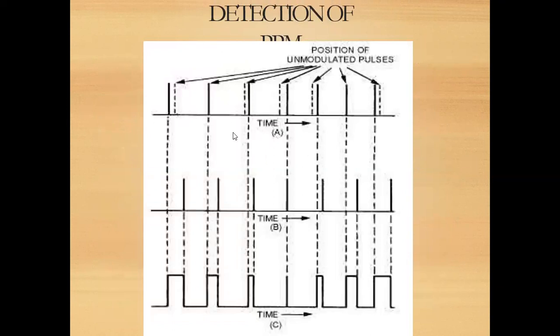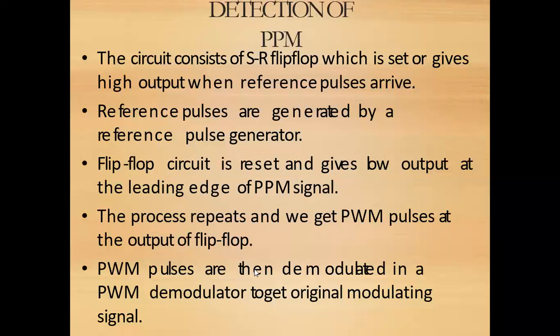By this figure we can understand how we can achieve PPM, so that if you join the peak amplitudes, it will look like our input message signal.